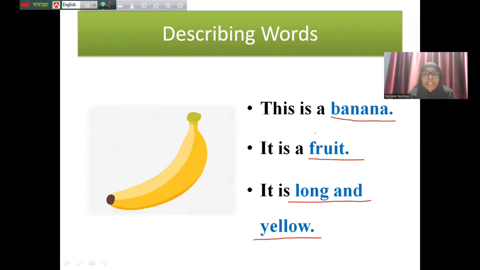Again, you can practice. This is a banana. It is a fruit. It is long and yellow.